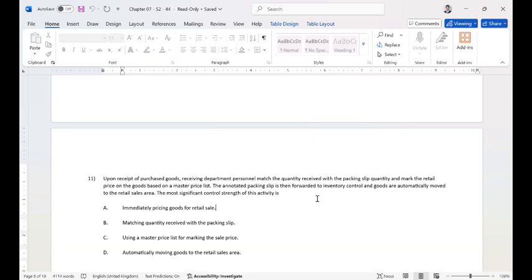On receipt of purchased goods, receiving department personnel match the quantity received with the packing slip quantity and mark the retail price on the goods based on a master price list. This packing slip is then forwarded to inventory control and goods automatically move to the retail sales area. The most significant control strength of this activity is matching the quantity received with the packing slip.